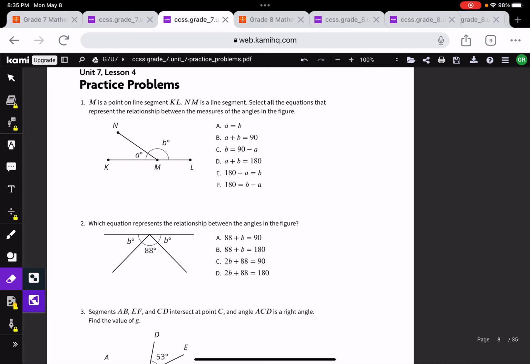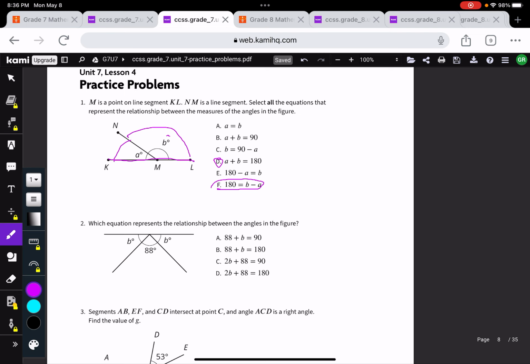Well, KML makes a straight line, so I am seeing A plus B equaling 180. So that is definitely D. A plus B, is that it? A plus B. This kind of goes back to our warm-up problem. Is B minus A, this minus this, equal to 180? No. Is A equal to B? No, not enough information to know that. Is A plus B equal to 90? No, it's equal to 180.